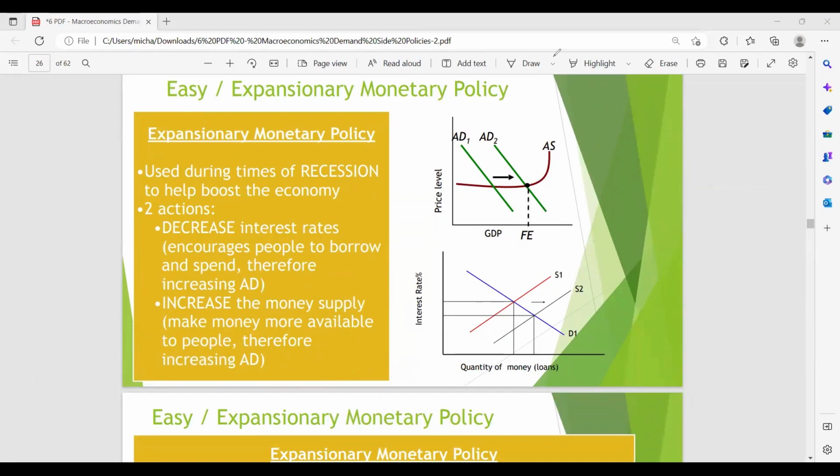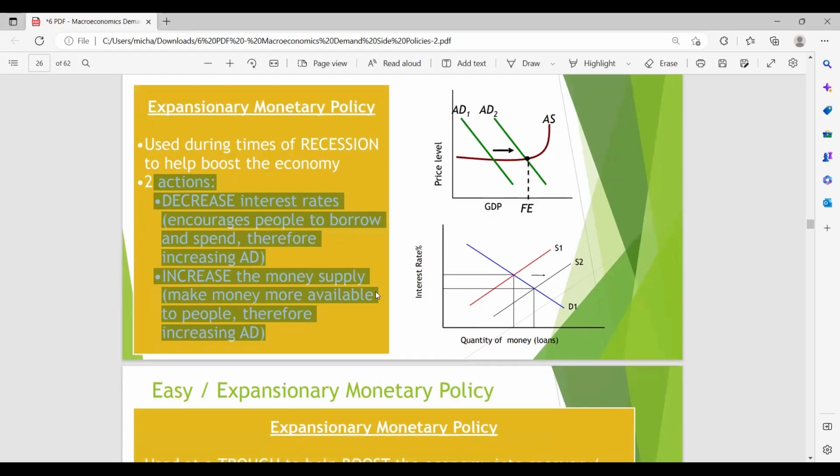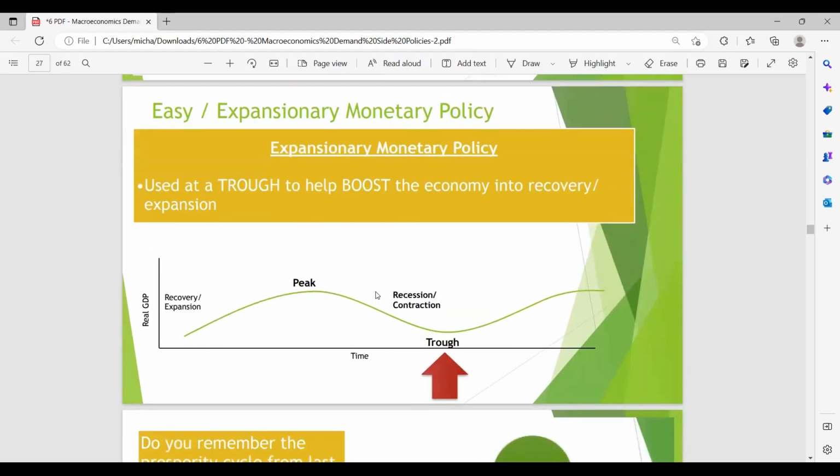So here, the expansionary monetary policy that's done during recessions, they do that through decreasing interest rates, and that encourages people to borrow and spend, therefore increasing aggregate demand, and increasing the money supply, so making more money available to people, thereby increasing aggregate demand. So this leads to more GDP. They decrease interest rates or increase the money supply. And they usually use that at the trough of the business cycle to boost the economy into recovery and expansion.